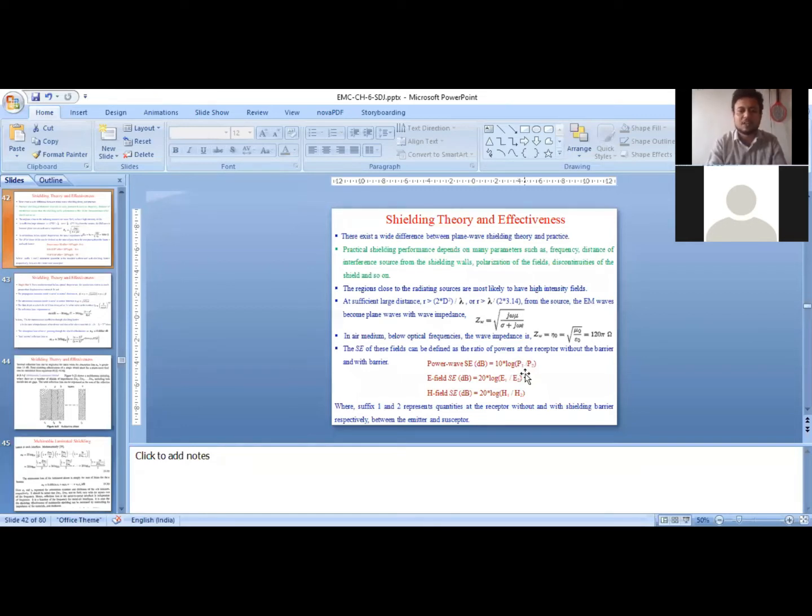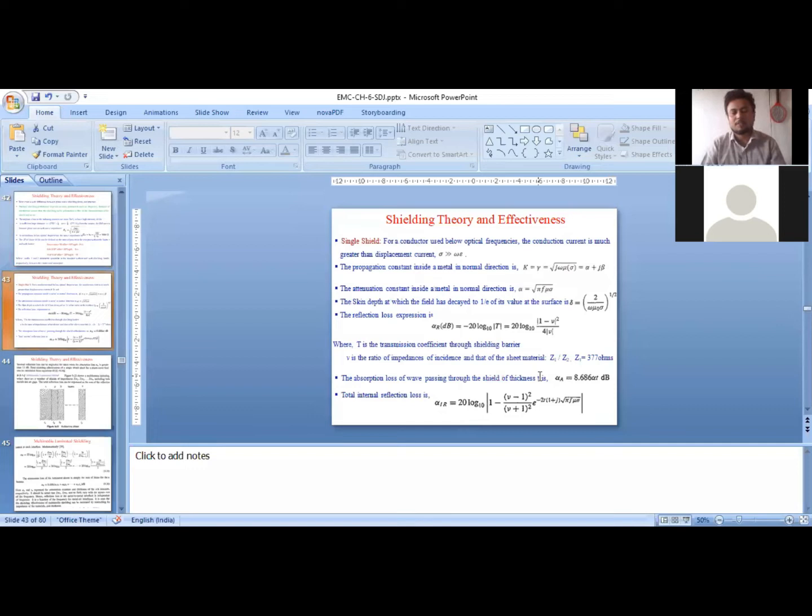P2 is the power received at the receiver with shielding. Now if I have a single shield, a source which generates electromagnetic noise, a receiver, and in between them I'm keeping a single shield, a metallic sheet, a conducting object, what will happen? As only one metallic object is placed, depending on the thickness, if the thickness of that metallic object is large enough, then we may have one internal reflection.